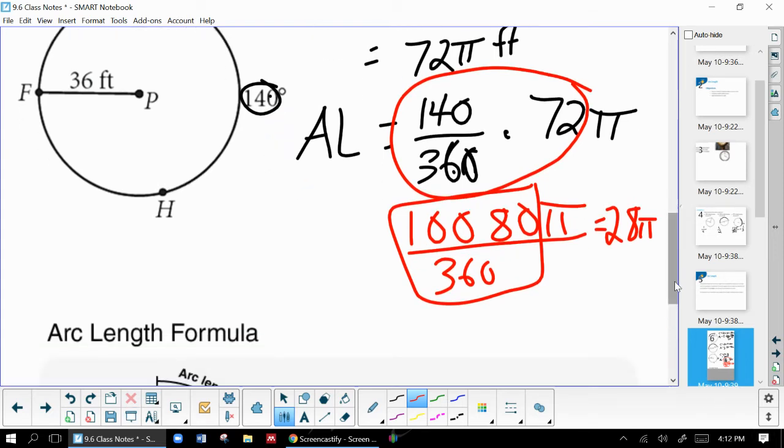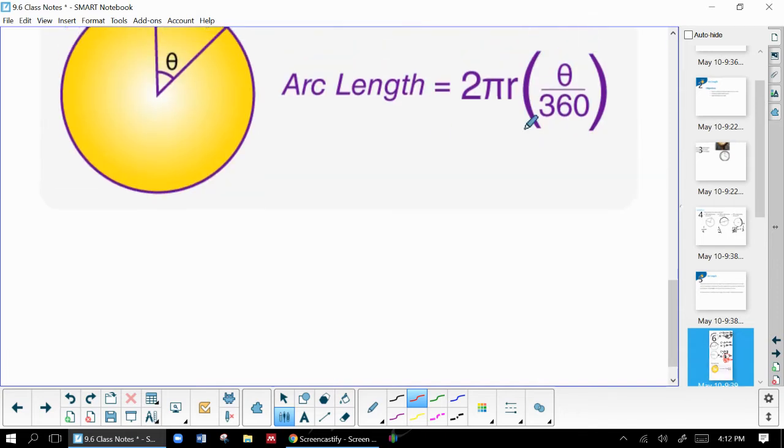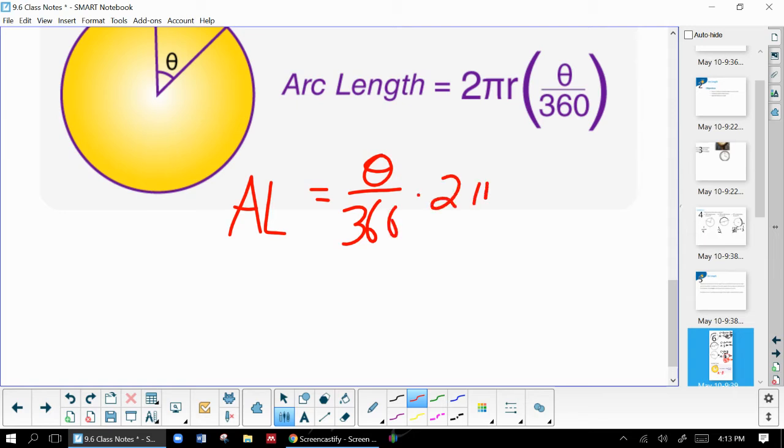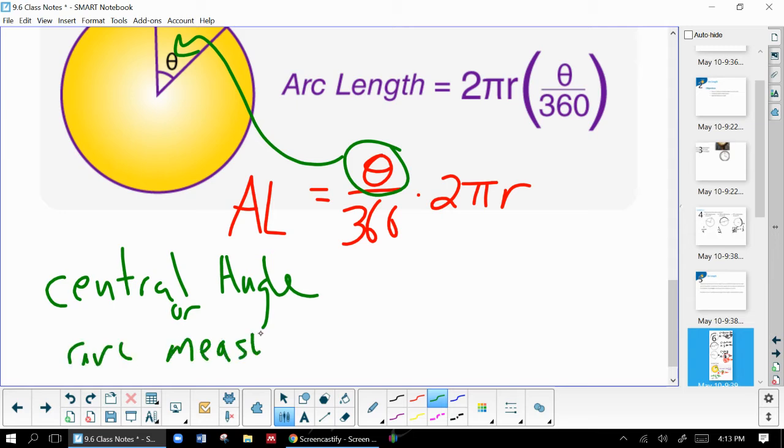So our formula for arc length is going to be this. Arc length is equal to 2 pi r times the fraction of the circle that you want. I usually prefer to write it the other way, so I'll write it as theta over 360 times 2 pi r, but it doesn't matter at all. The big thing is that theta is either the central angle or the arc measure. Remember, those are the same thing. So either the central angle or the arc measure is theta. It's just a variable we use for angles that we don't know. It'll be in degrees every single time for now.